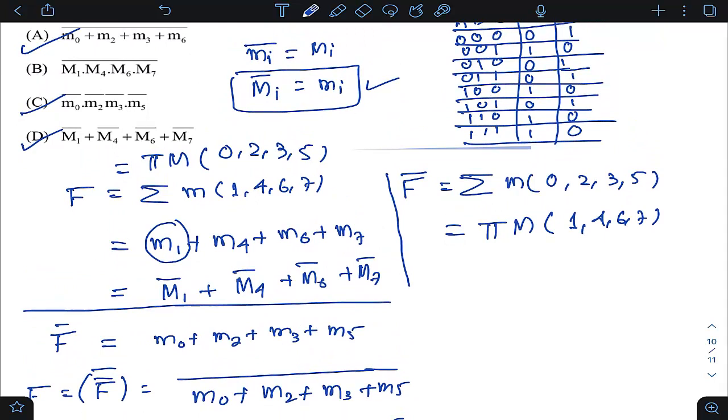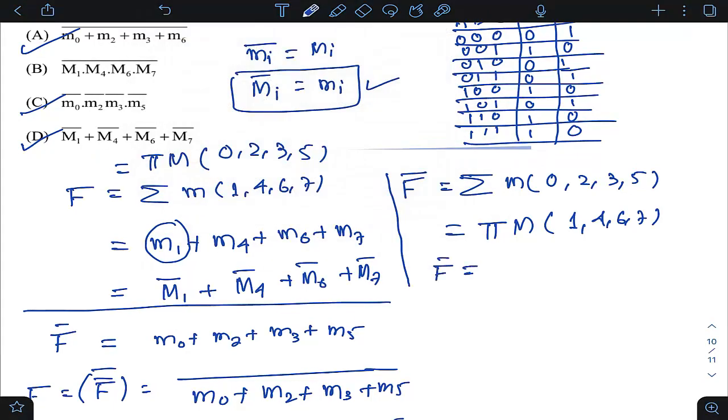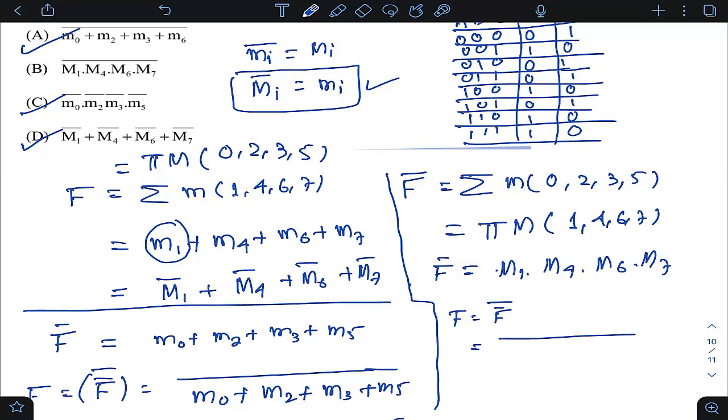Now what about option B? Let us try this also. So this f bar, if I ask you in terms of max term notation, it is max term 1, max term 4, max term 6, max term 7. Then f is the complement of f bar, so complement of this f bar gives M1, M4, M6 and M7. So definitely this is also correct.